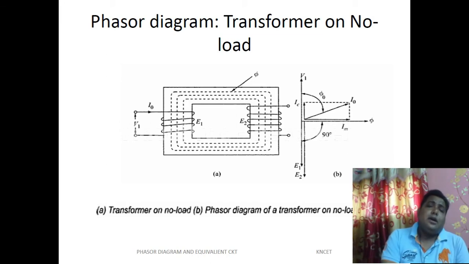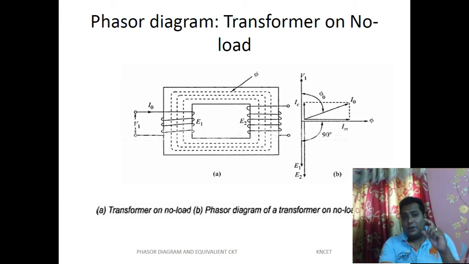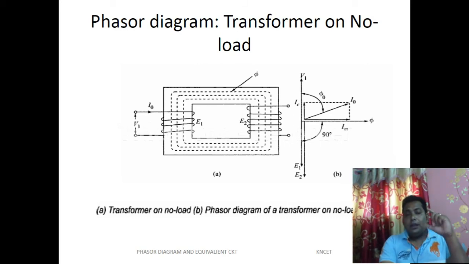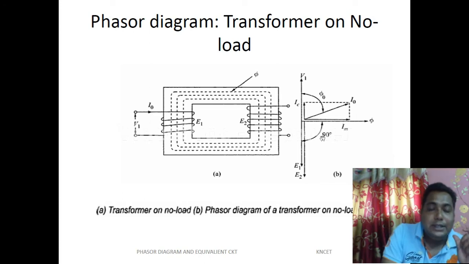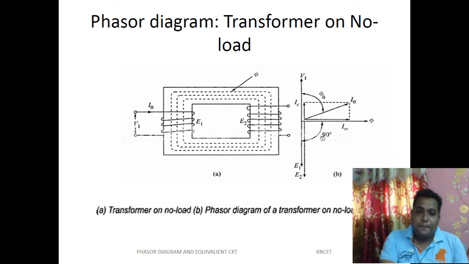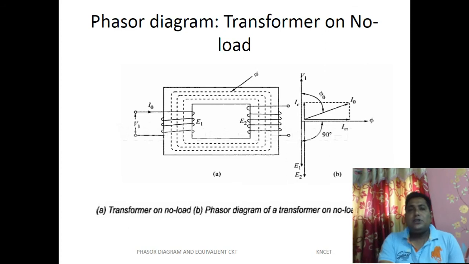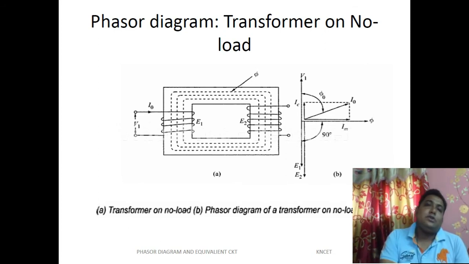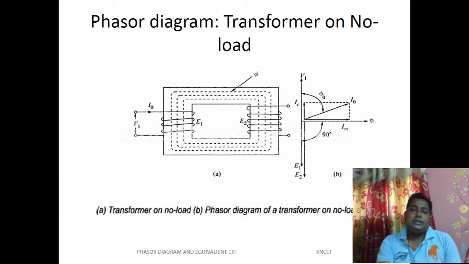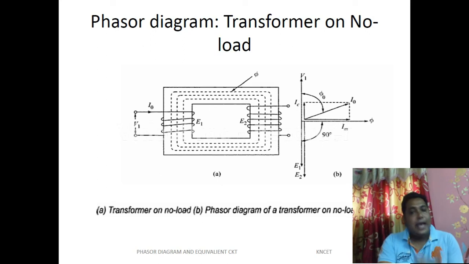If the length of E1 is smaller, E2 is higher, or E1 is higher, E2 is lower. It actually depends upon which kind of transformer we are assuming. Say we are assuming a step up transformer. Step up means the secondary side voltage is going to be increased. So in that case E2 will be higher than E1, as we can see in the diagram.